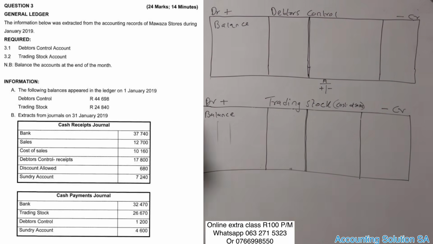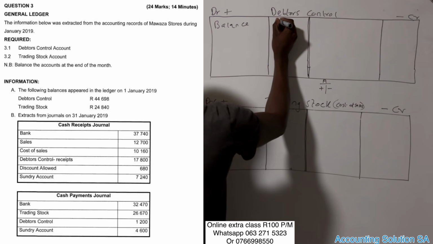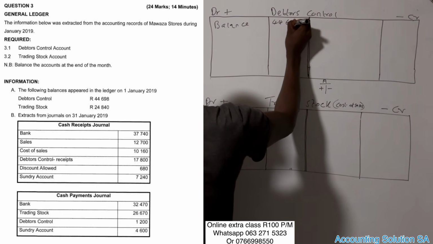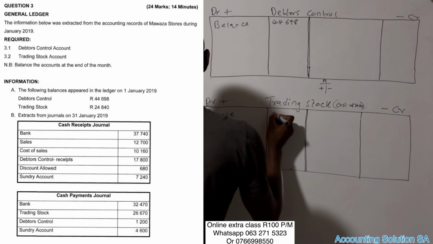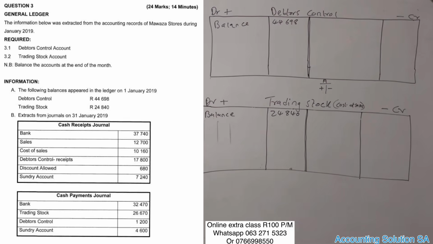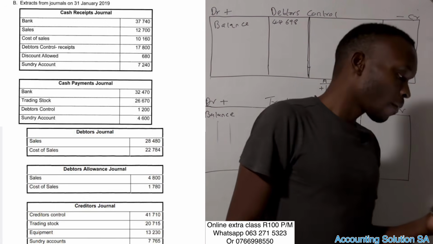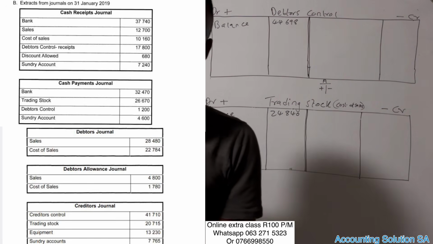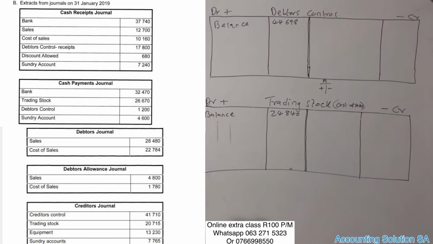Okay, now let's check on the debtors control. The amount of opening is 44,698, and here it is 24,840. Very simple, opening balance. Now let's check. We have the cash receipts journal and the cash payments journal, and the next ones we also have are the debtors journal, debtors allowance journal, creditors journal, and creditors allowance journal. We're going to use the first 4 to draw this one.